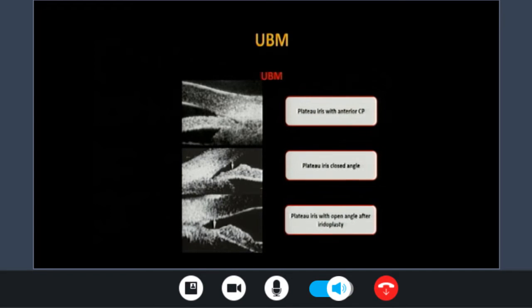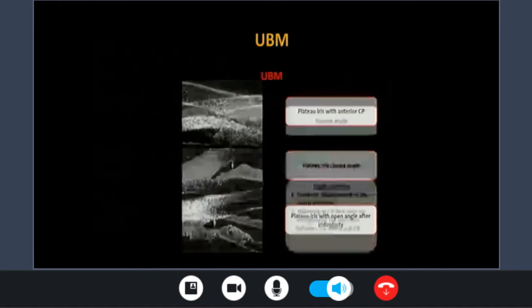You might have plateau iris with closed angle and plateau iris with open angle after iridoplasty. Look at the angle recess. It's widened now after iridoplasty. In plateau iris, you will have sometimes thickening of the iris stroma.